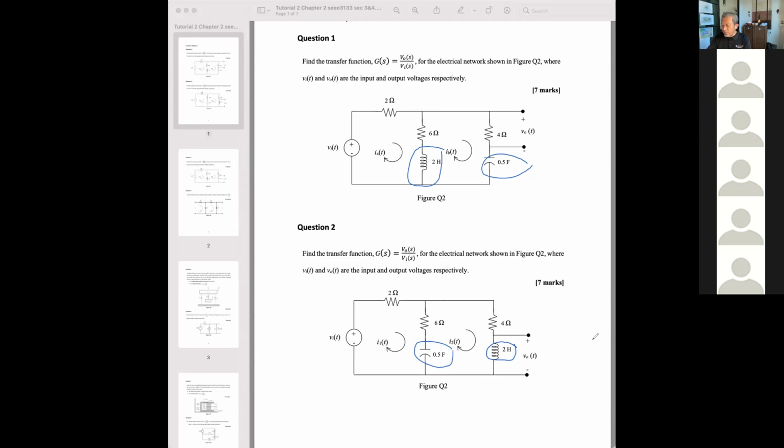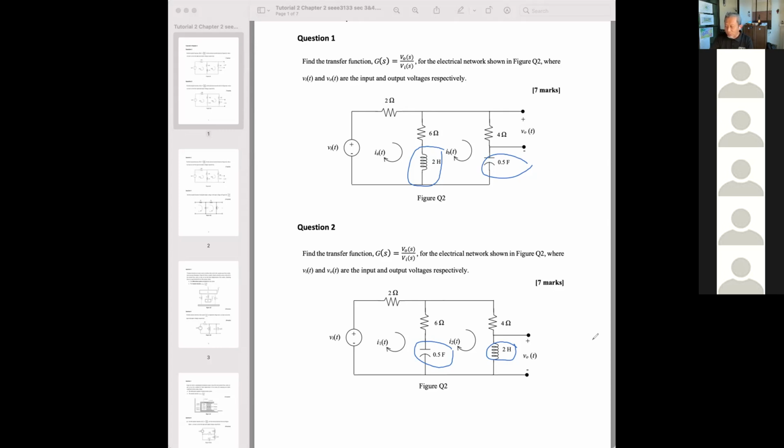Correct. Which one? I2, yes. 2 over S, I1 minus I2. I1 minus... 0 equals 4 I2 plus 2S I2 plus 1 over 2S I2 minus I1 plus 6 I2 minus I1.